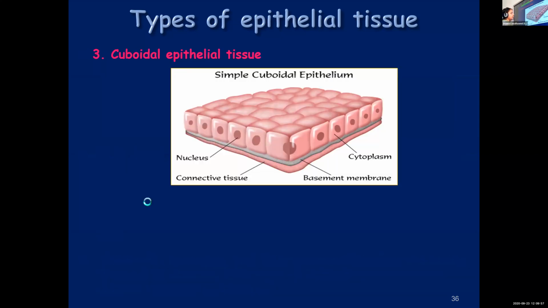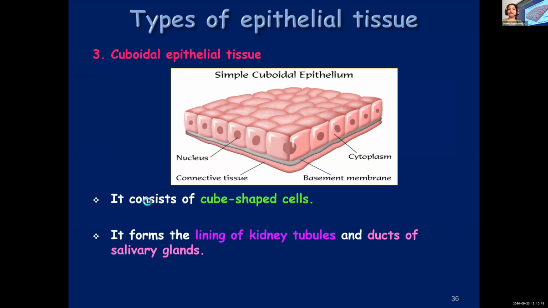And then we learned about cuboidal epithelial tissue. What is special? Their shape is its peculiarity. They look like cubes. They consist of cube-shaped cells. What is its function? To provide mechanical support. Where do you find them? You find them in the lining of kidney tubules and in the ducts of salivary glands.